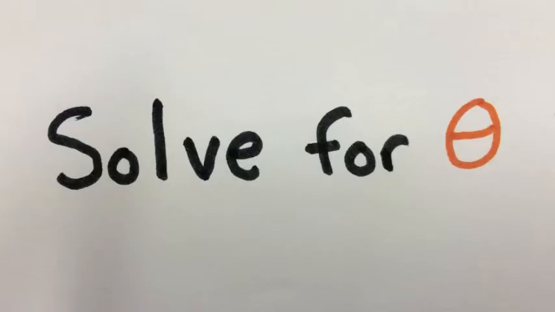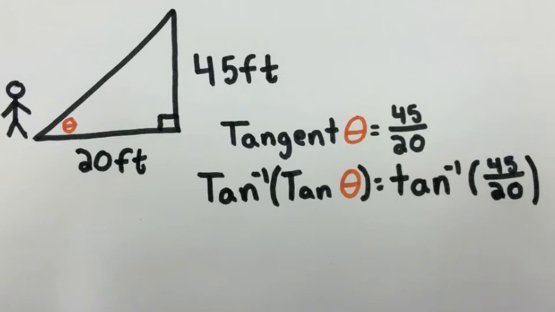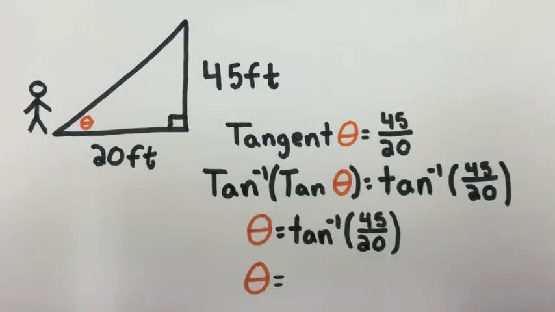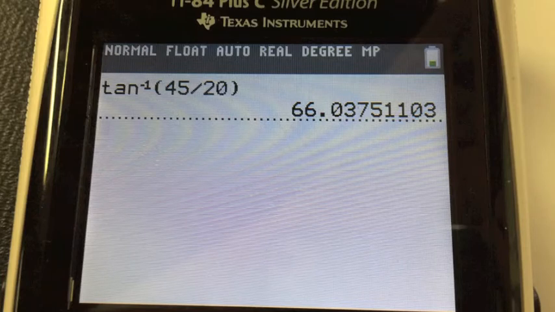Step 4. Solve for theta. We're going to take the inverse tan of each side to get theta alone. We then get theta equals the inverse tan of 45 over 20. Now we just plug it into our calculator and get that theta is 66.04 degrees.